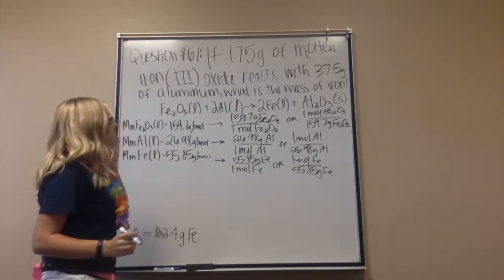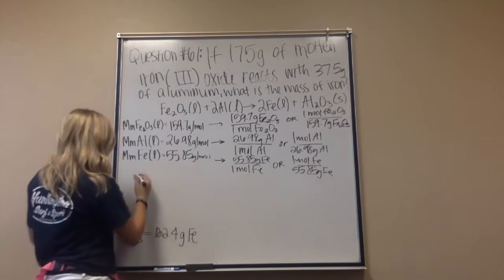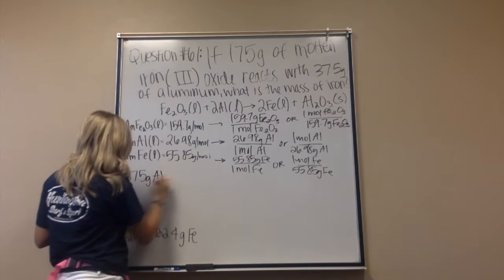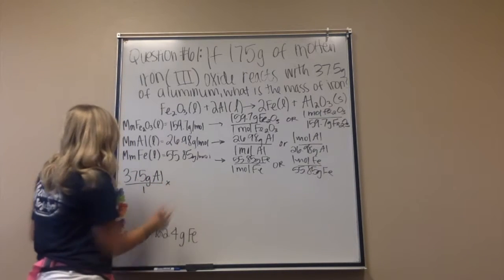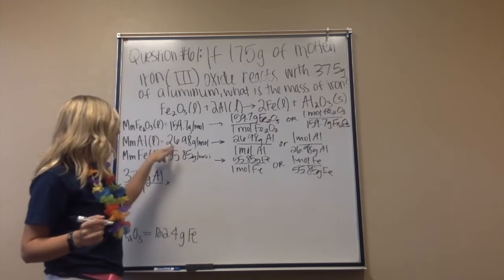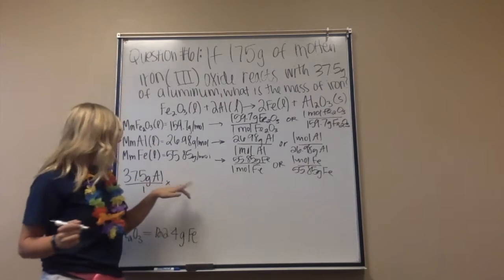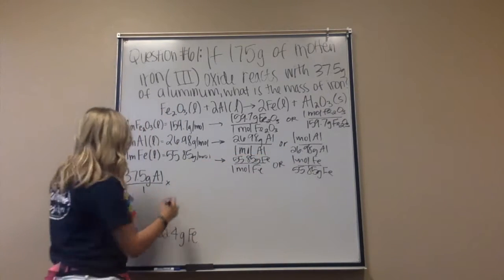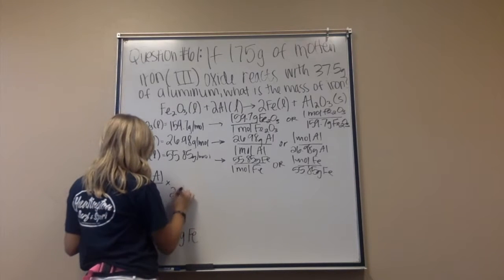For this one, we're going to do the same thing, but with aluminum. The given is 37.5 grams of aluminum. The next step is using the molar mass of aluminum, which is 26.98 grams per mole. The conversion factor we use is the one on the right that matches the units, so we can cross them out.